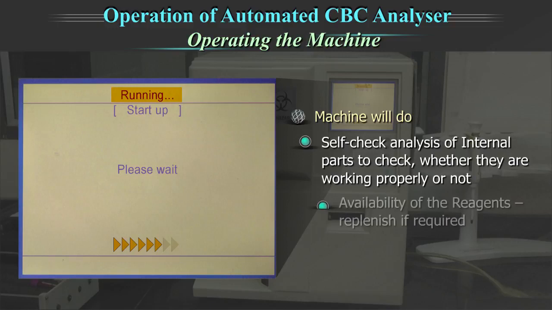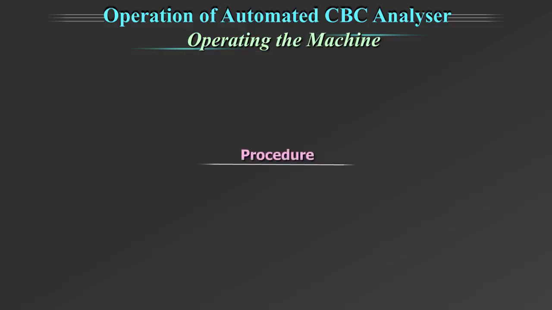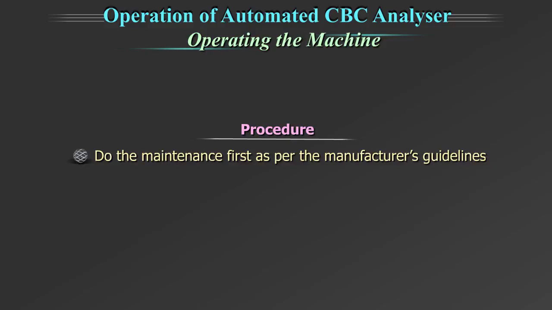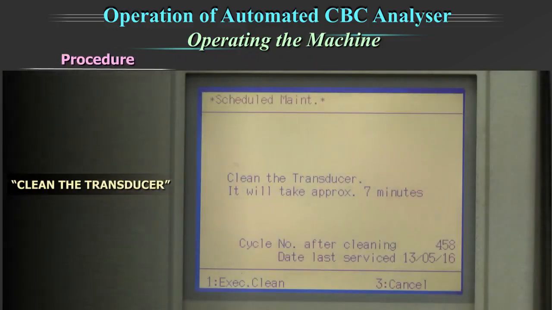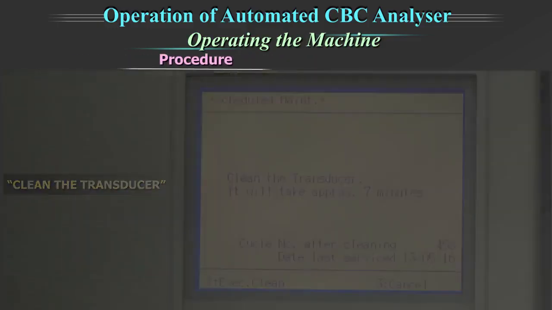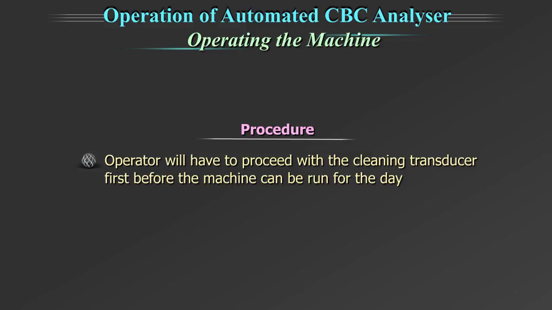Check the availability of the reagents, replenish if required, and the scheduled maintenance procedure. Do the maintenance first as per the manufacturer's guideline. If any other maintenance is due, the machine will display the message on the screen. Here, the machine shows the message, clean the transducer. The operator will have to proceed with cleaning the transducer first before the machine can be run for the day. Further details of cleaning the transducer are discussed later in this section.